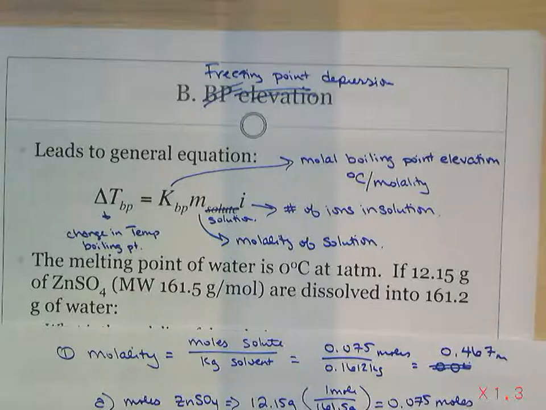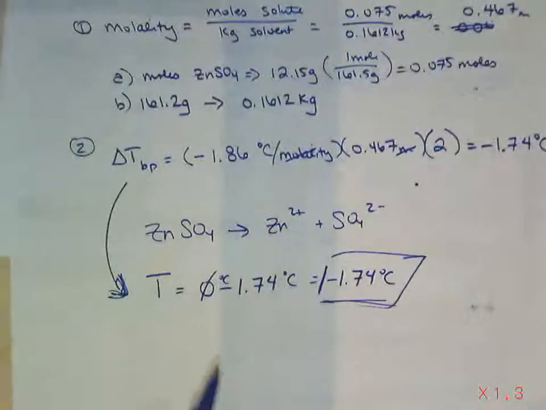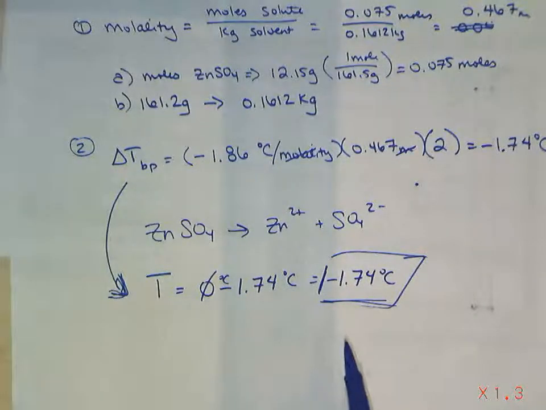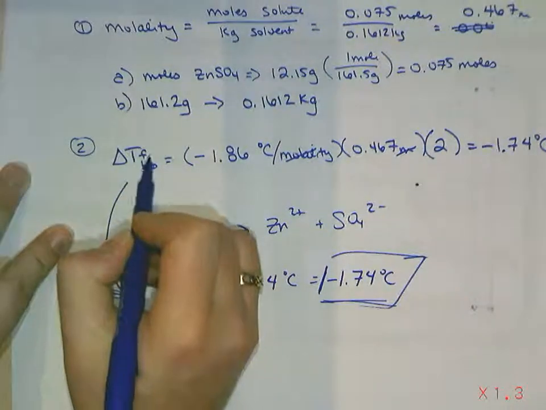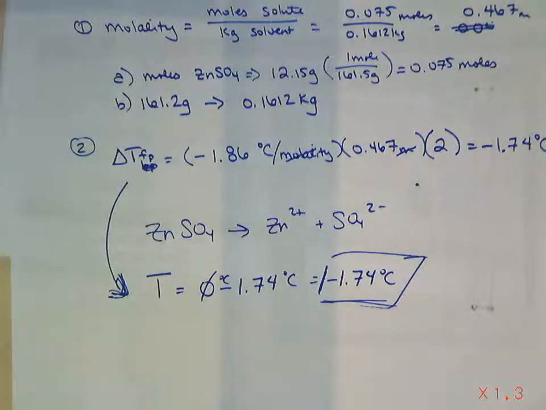So freezing point depression, it used to freeze at 0, and now it's going to freeze at negative 1.74. There's a better freezing point depression question. But it's the same equation for both. So instead, VP-B, freezing point. Make a note in my notes. That's in the wrong section.